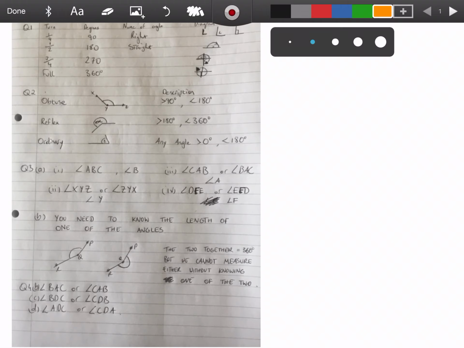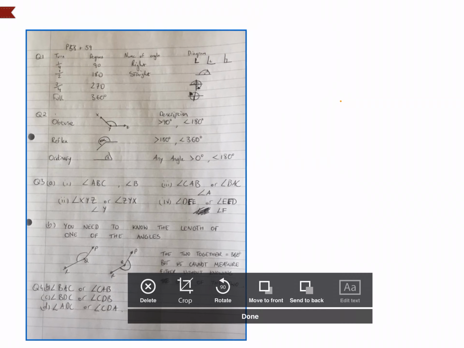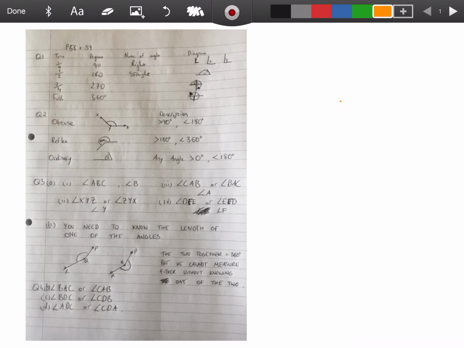Going through the corrections for the work that I posted for you to do on Monday. Let's start off with question 1, where we had to fill in our table. Nice and straightforward, I hope. You were given quarter turn, half turn, 3/4 turn and a full turn, and you had to name the degrees that go with that, name the angle, and then draw a diagram of what that might look like.